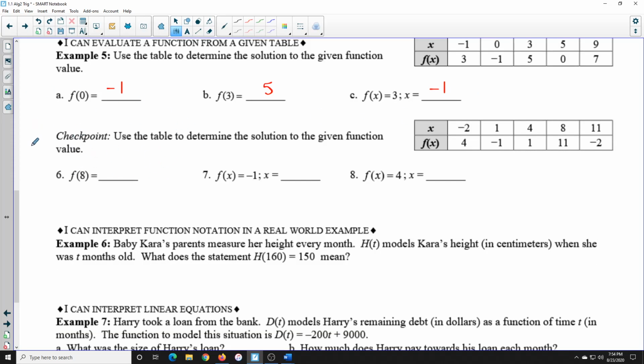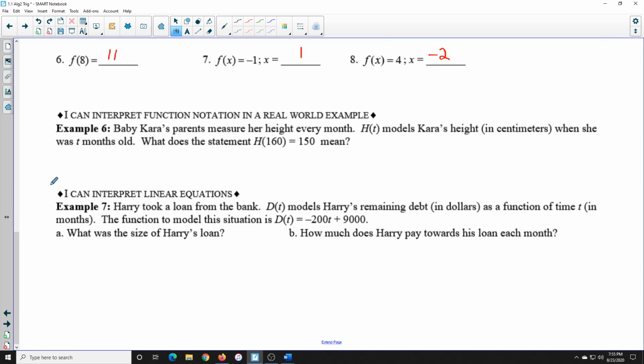So go ahead and do the checkpoint, pause it, and then come back. So f of 8. X is 8, so right here, and then the associated y value is 11. F of x equals -1, so we're looking at a y of -1, and then the x value is 1. And then again, they want an x value when given a y, so go over to the y. F of x is 4 when x is -2. Example 6. So 2 more to go.